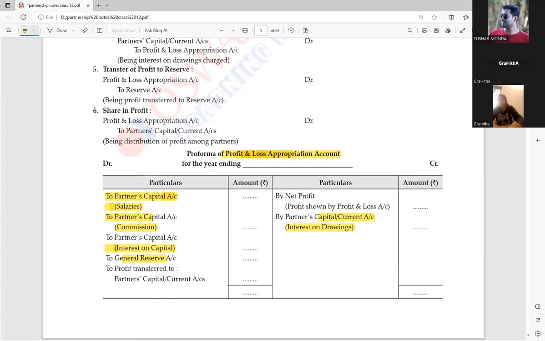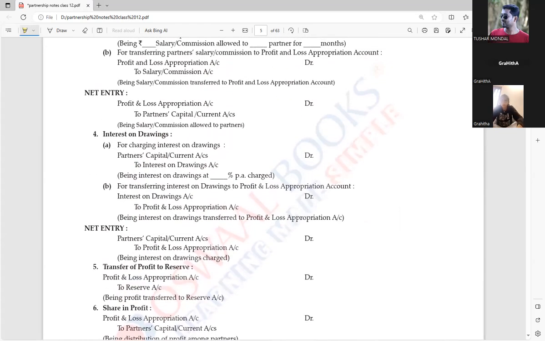So now, what are the things we are seeing here, that we have seen above, how they have written that. See here, this one is the net entry. Net entry indirectly is: first, partners capital or current account debit to profit and loss appropriation account. For which one is this? This one is the net profit one. So partners capital account or current account debit to profit and loss appropriation account.